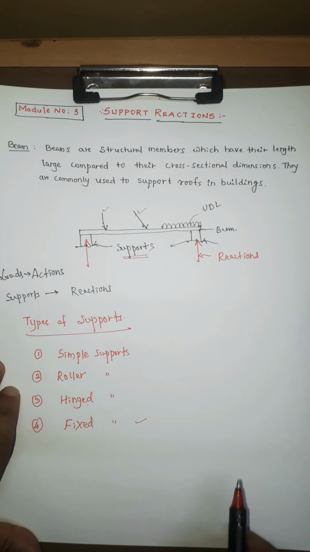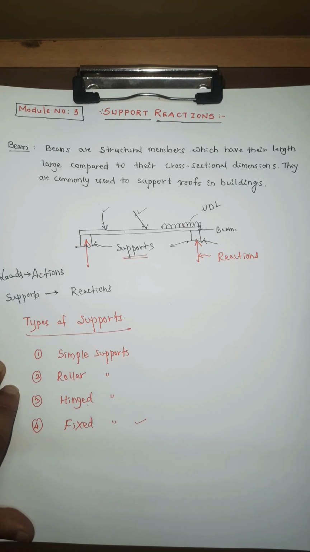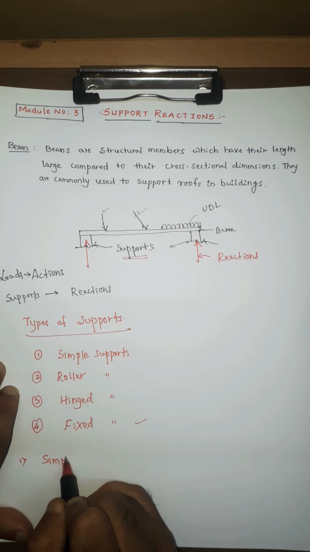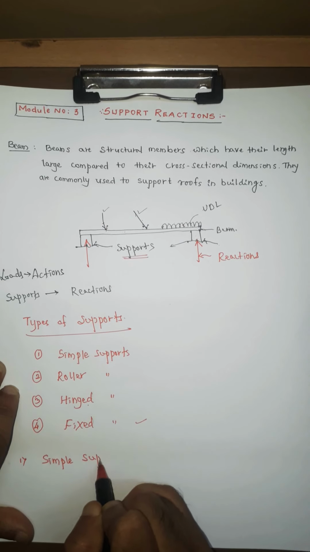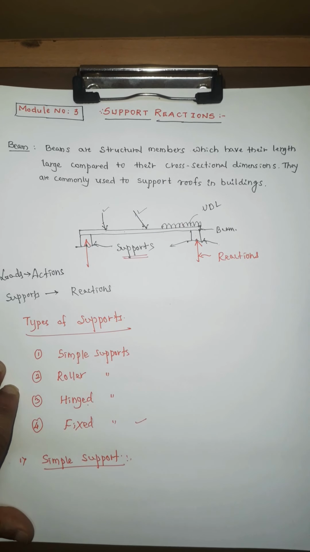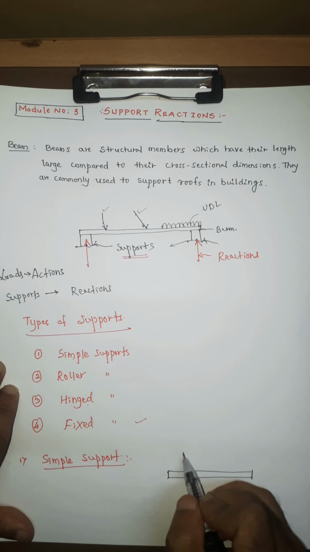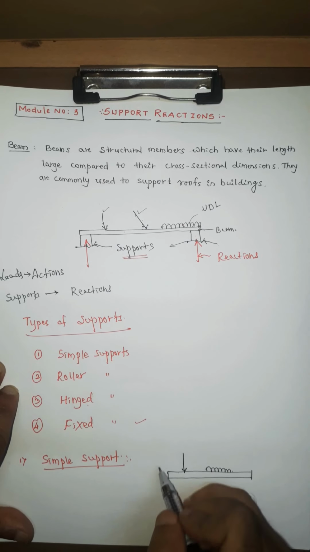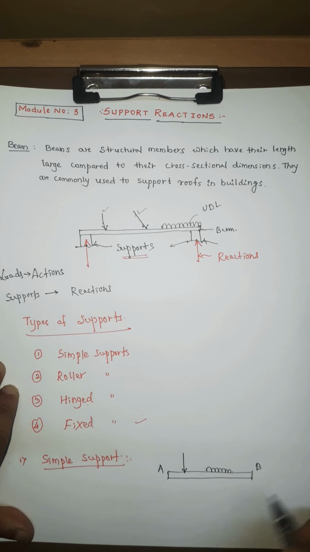Then what do you mean by a simple support? How are we going to show the simple support? That we're going to see. First is a simple support. Again, as usual, if you take an example, this is a beam subjected to loads, whatever the loads may be. This is a beam AB.